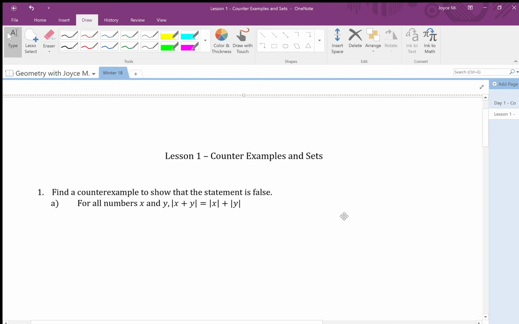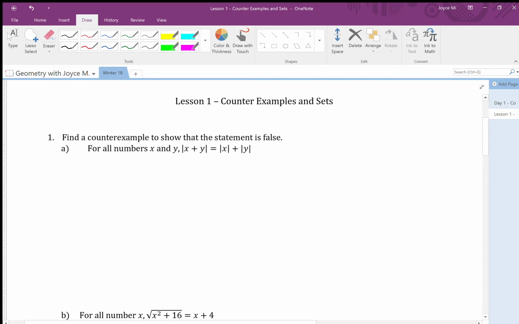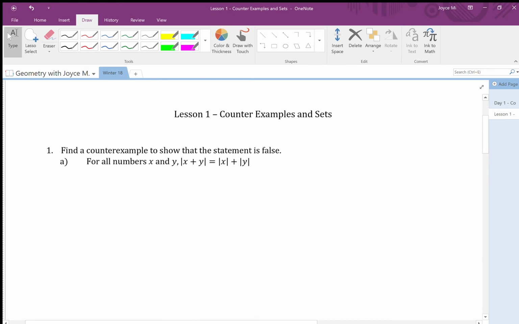I am currently teaching a geometry class in a community college, and this is a short winter session. I decided to pick some important examples that we actually go over in a classroom, and then make a video here. In the first lesson, let's look at counterexamples and sets.